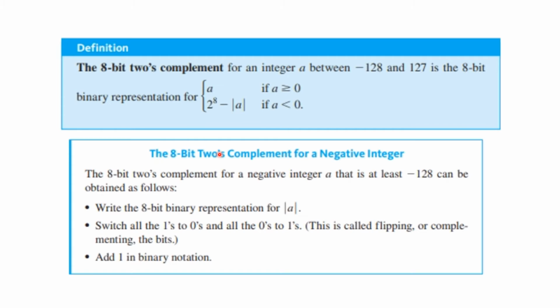To find the 8-bit 2's complement for a negative number, what you do is, this is a shortcut, and this is actually how the calculation is done. You take the 8-bit binary representation for a, the absolute value. Again, a is going to be a negative number, but this is the absolute value of a. You switch all the 1's to 0's and all the 0's to 1's. This is called flipping or complementing the bits, but then you have to add 1 in binary notation.